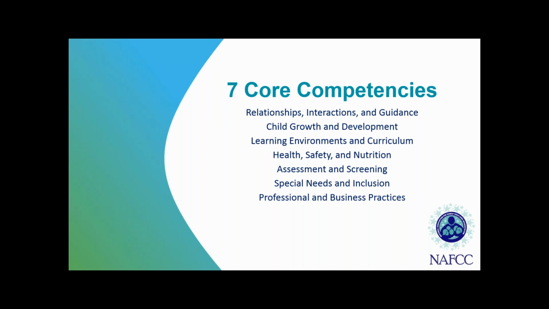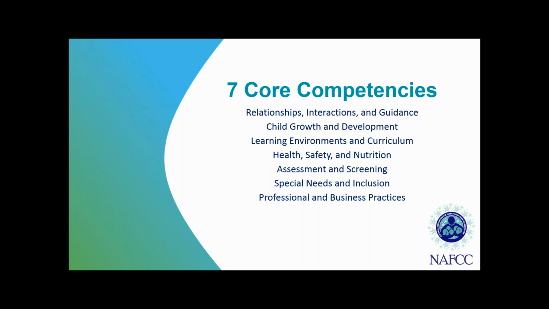Okay, so for the 7 core competencies, of your 120 training hours, you must include at least 12 hours of at least 5 of these core competencies. The 7 core competencies that we look for are listed here: relationships, interactions, and guidance, child growth and development, learning environments and curriculum, health, safety, nutrition, assessments and screening, special needs and inclusion, and professional and business practices. Now, this might start to sound a little overwhelming, but I can assure you that it isn't very difficult to meet these competencies.